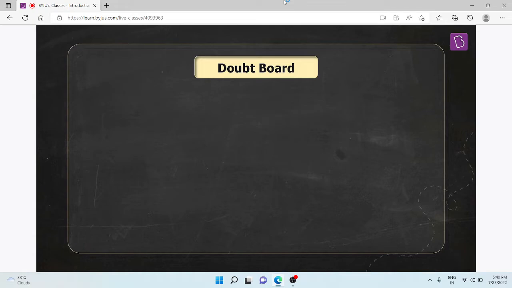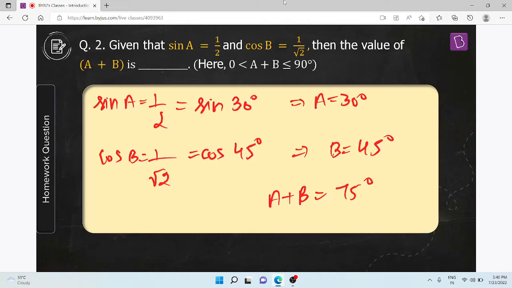To the question 2 again. Yes, Shanvi. Okay, thank you so much, Devraj. The question 2, this one. Shanvi, if sine A is 1 by 2, from the trigonometric table we know that sine 30 is 1 by 2, meaning angle A is 30. Cos B is given as 1 by root 2, and we know from the trigonometric table that cos 45 is 1 by root 2. So A is 30, B is 45, so A plus B will be equal to 30 plus 45, that is 75 degrees. That's why option C is the answer.